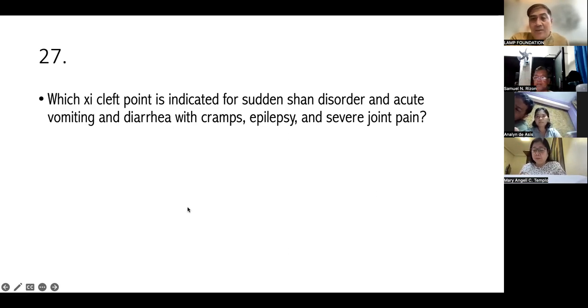Which Xi Cleft point is indicated for sudden shan disorder? Okay, ito yung may konting issue with the reproductives, no? Kakaroon ng problem with inguinal, yung sa testicular, okay. And acute vomiting and diarrhea with cramps, epilepsy, and severe joint pain. UB63 po. Urinary bladder 63.